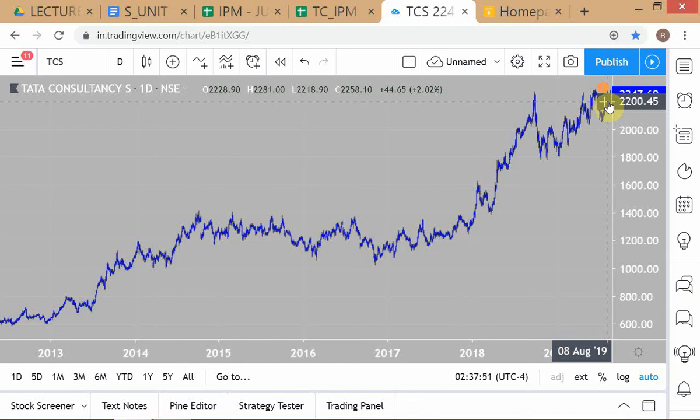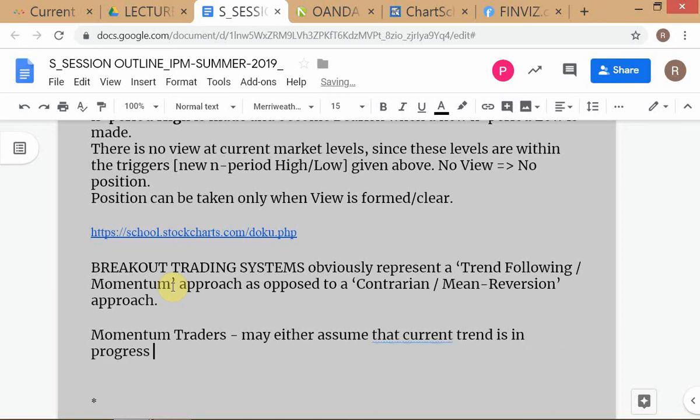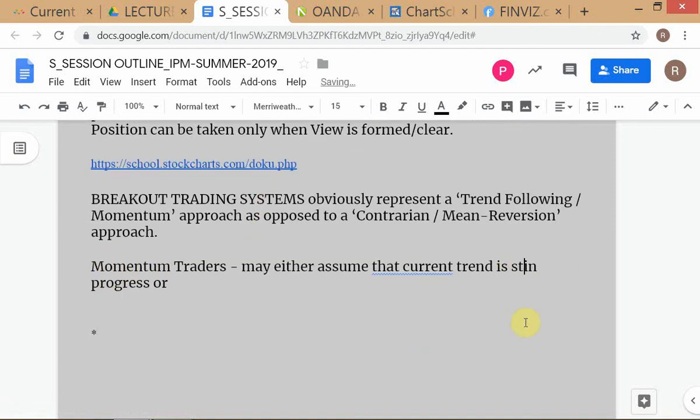Of course we'll change that when we come to the breakout trader. But one type of momentum trader will be a person who automatically assumes, by looking at the trend, that the current trend is still in progress. He assumes that the trend is not over. So I'll write this once again in your notes. Momentum traders may either assume that the trend is still in progress. So let's understand this category.